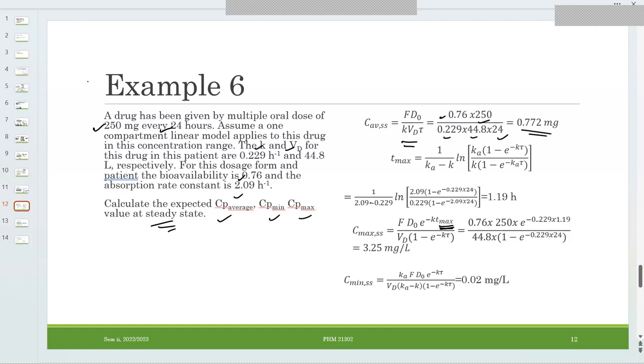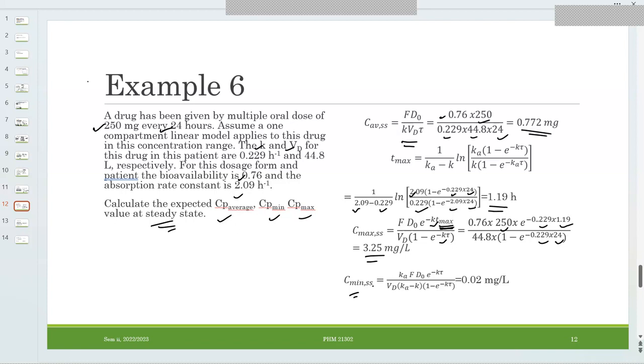You just substitute the values for Ka, K, and tau, and then you calculate, and you get the result 1.19 hours. Then you use this value in the equation for Cmax. Substitute again the values: the dose 250 milligram, tau 24 hours, Tmax 1.19, the value of K, that is 0.229. Then done. Cmax is 3.25.